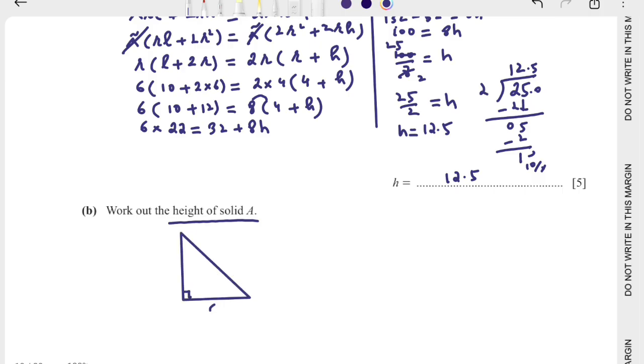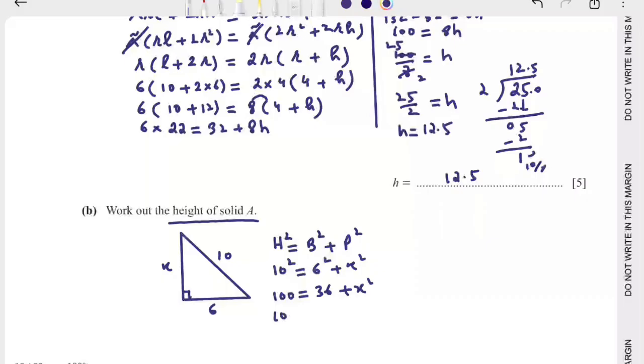So radius is 6, height is missing, and slant height is 10. So use Pythagoras theorem. h squared is equal to the square of base plus the square of perpendicular, and this is 100, and this is 6, and this is x. Now the square of 10, which is 100, is equal to 36 plus x squared. Now subtract: 100 minus 36 is equal to x squared.